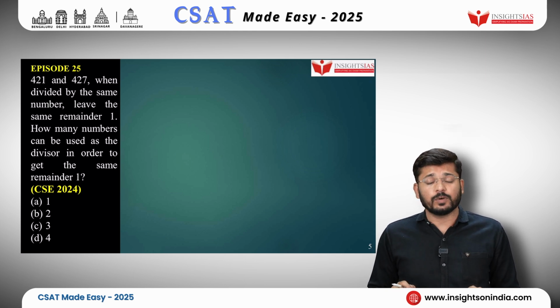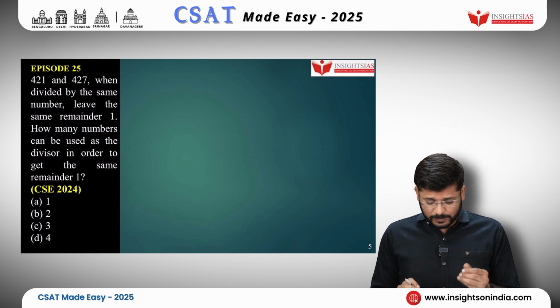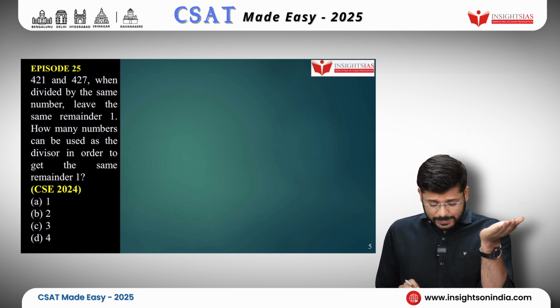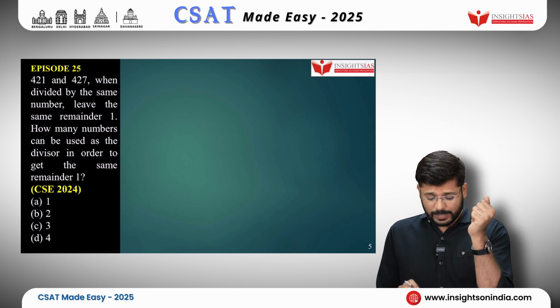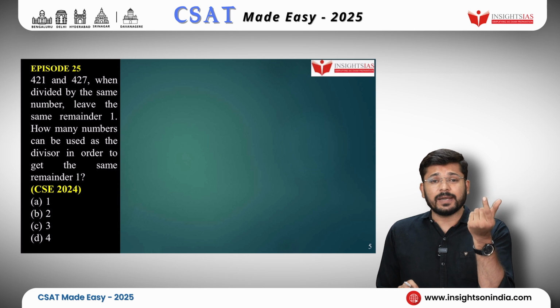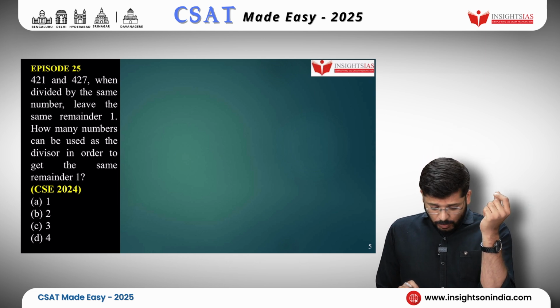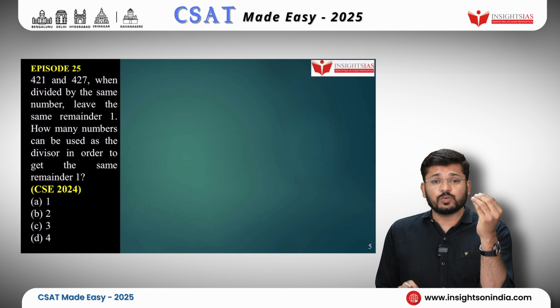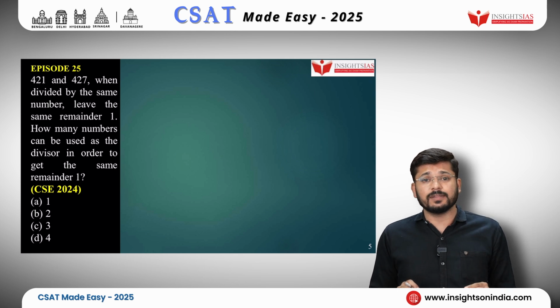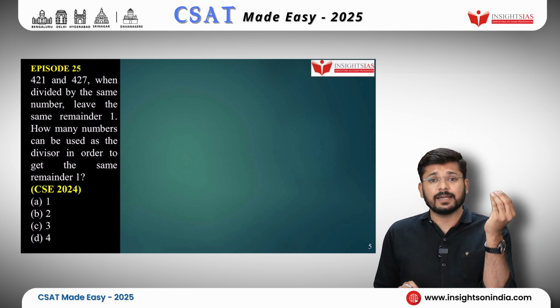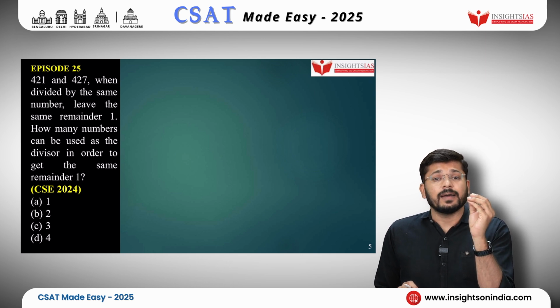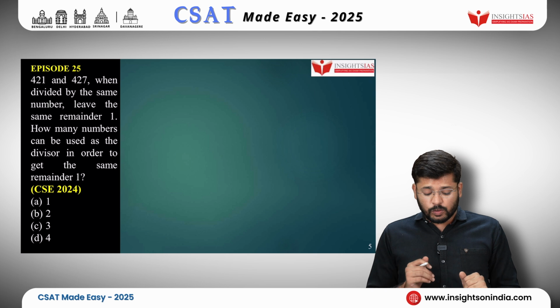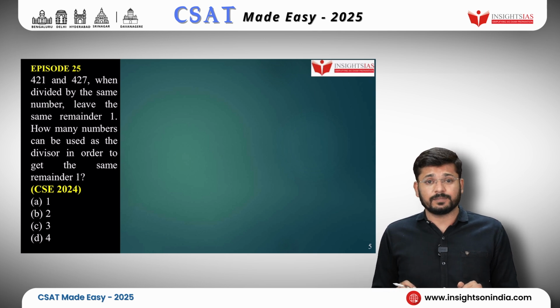So how do we do this one? Let's understand the question first. The question says that there is a number, when it divides 421 and 427, it will leave the same remainder 1. And it is not just one number, there can be multiple numbers that can divide 421 and 427, leaving a remainder of 1. They want to know how many such numbers are there. So how do we do that?